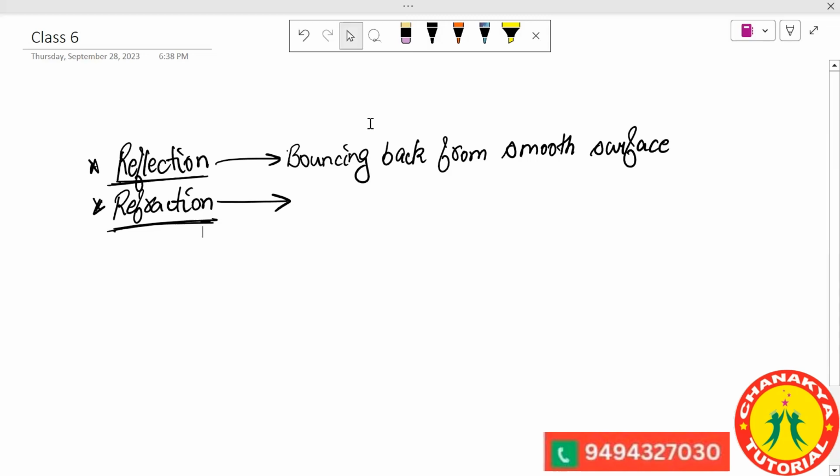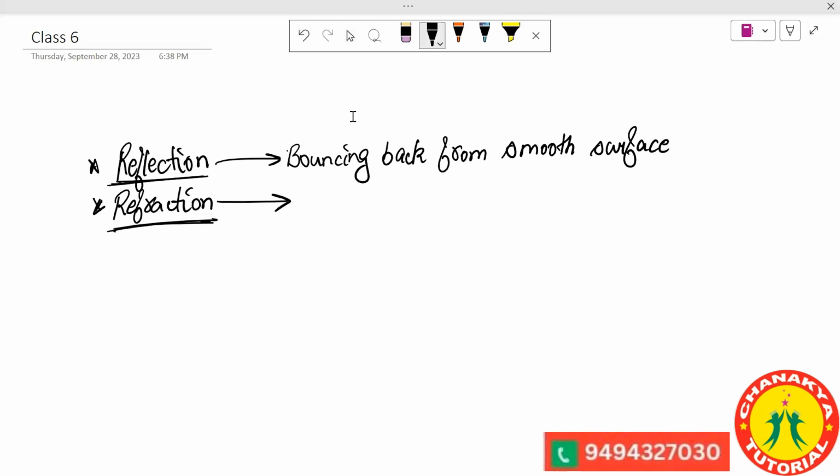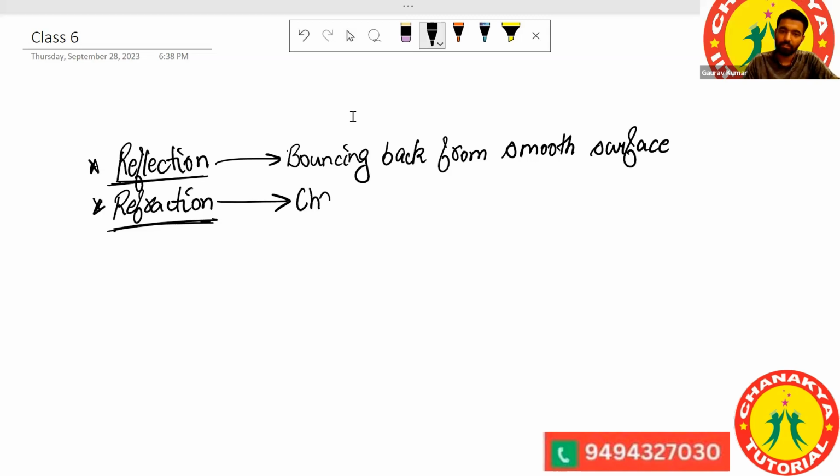And also it changes its speed. Yes, there is a change in speed. So can you call it a change in velocity? Yes, change in velocity of light is called refraction. Correct. Due to change in medium.